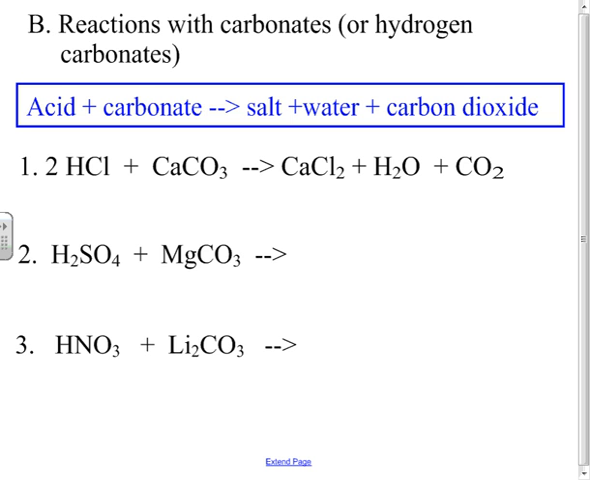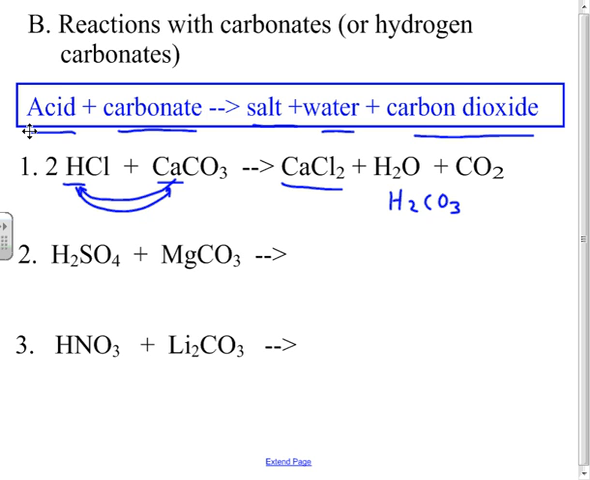Here, the generalized reaction: an acid and a carbonate produce salt, water, and carbon dioxide. This is a double replacement reaction. The hydrogen and the calcium switch places, so that is going to give us calcium chloride and carbonic acid, which is H2CO3, but that is unstable and always breaks down into water and carbon dioxide. So that gives us the 3 products rather than 2.